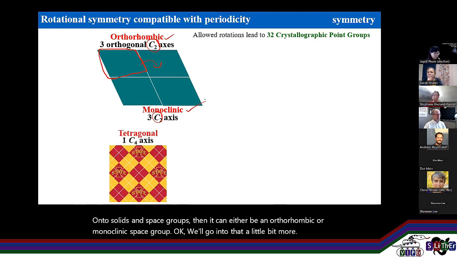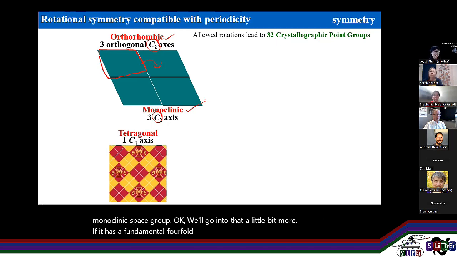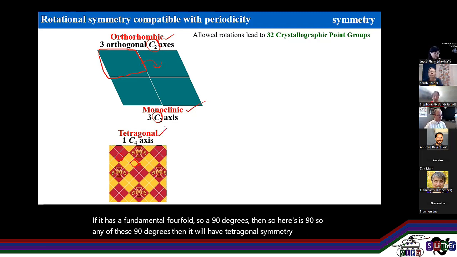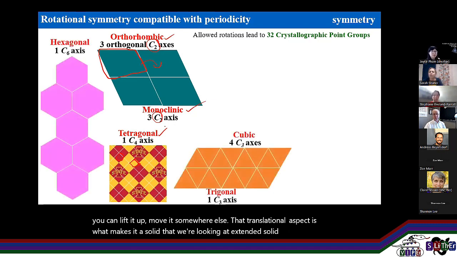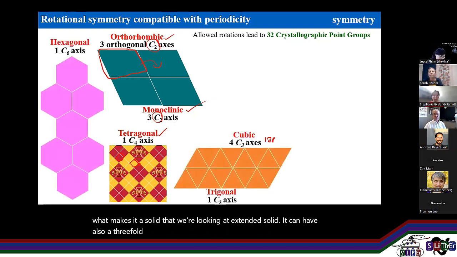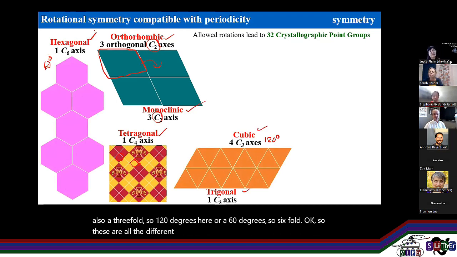If it has a fundamental fourfold, so 90 degrees, so any of these 90 degrees, then it will have tetragonal symmetry, okay? So you can lift it up, move it somewhere else. That translational aspect is what makes it a solid that we're looking at, an extended solid. It can also have a threefold, so 120 degrees here, or 60 degrees, so sixfold, okay? So these are all the different ways that you can arrange it.